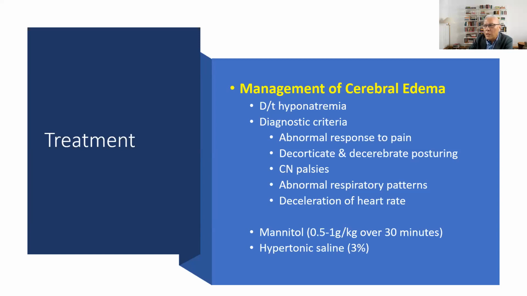So how do we diagnose cerebral edema? MRI is usually used to confirm the diagnosis, but the diagnostic criteria is the presence of these symptoms: abnormal response to pain, posturing with decorticate or decerebrate postures, cranial nerve palsies, abnormal respiratory patterns, and deceleration of the heart rate. All these are signs and symptoms of cerebral edema. And so how do we treat this?